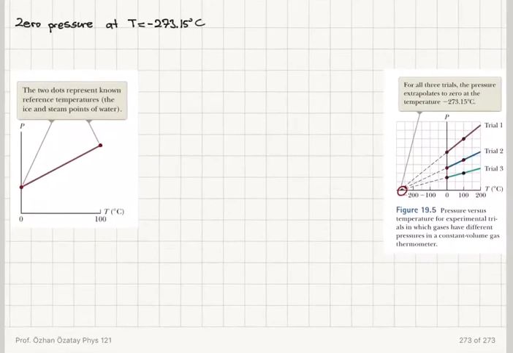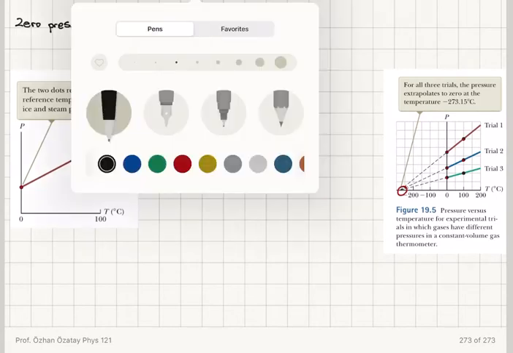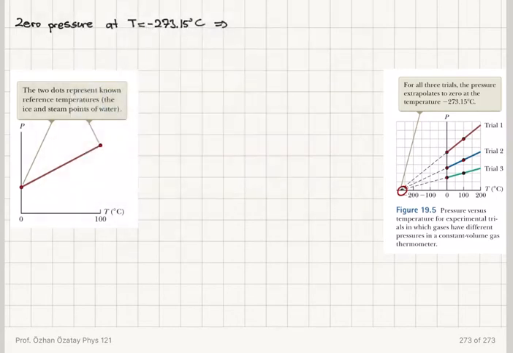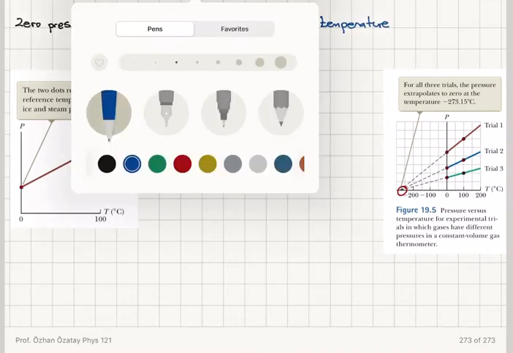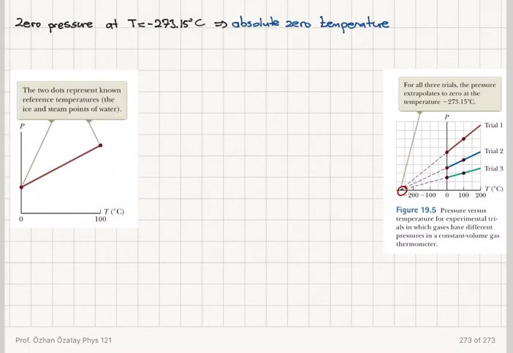Alright, so I observe a zero pressure at a temperature of minus 273.15 degrees Celsius. Because this is a universal reading for all constant volume gas thermometers, we call this temperature absolute zero temperature. So this is my absolute zero temperature. It's the temperature at which a constant volume gas has zero pressure.